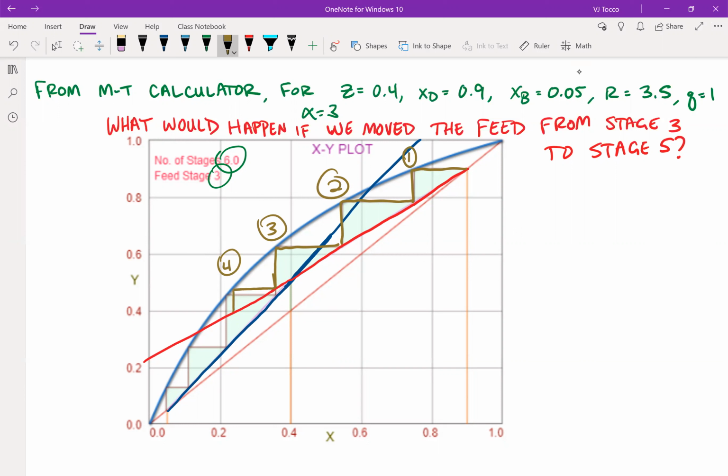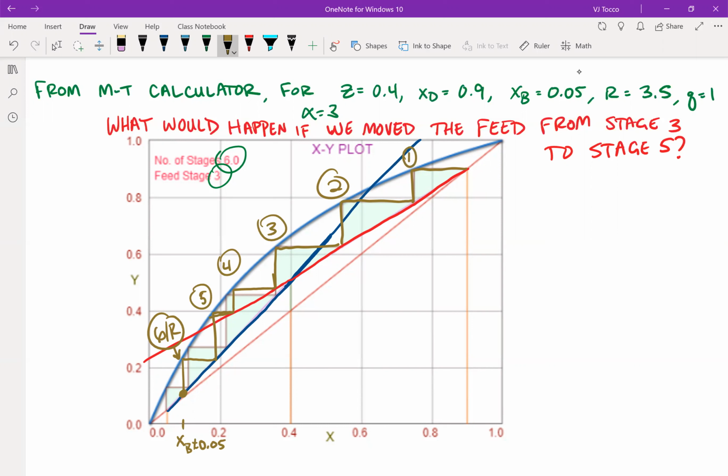Stage 4. Finally, on stage 5 is the one that I step over. So now I'm going to step to the blue line. This is stage 5. And finally, stage 6 is down here. So this is like the reboiler stage. And as you'll notice, the XB that I get is not equal to XB from the problem statement. So XB is not equal to 0.05, which is a problem, right? I have to land exactly on XB in order to have a completely specified problem.